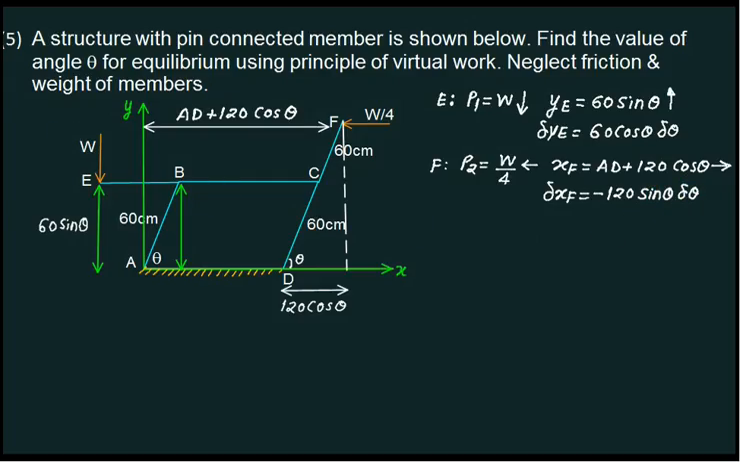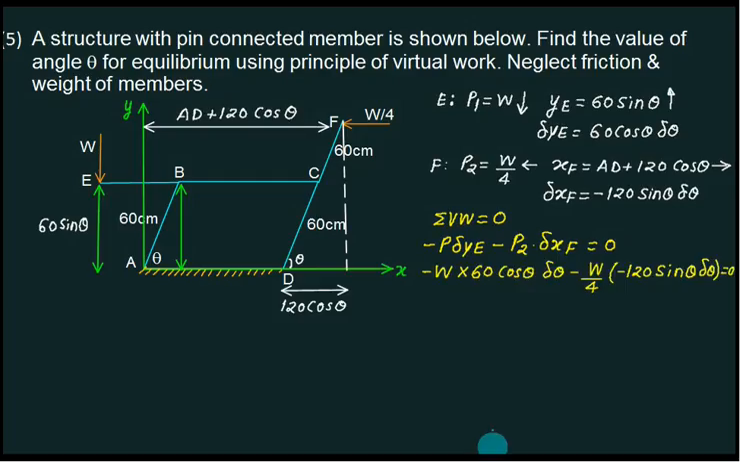Now you can apply the principle of virtual work. This one is downward, this one is upward, opposite combination. Opposite is negative. This one is leftward, this one is rightward, opposite combination. Substitute. So if you substitute like this, your del theta is cancelled.